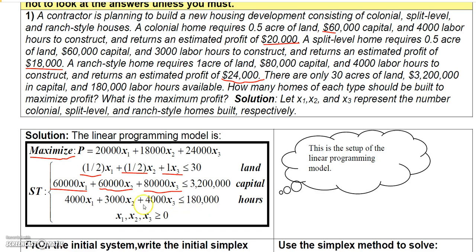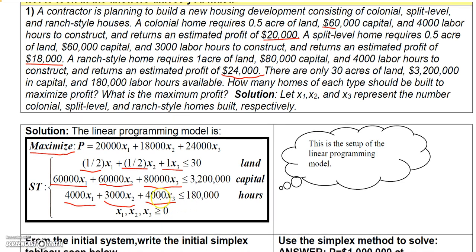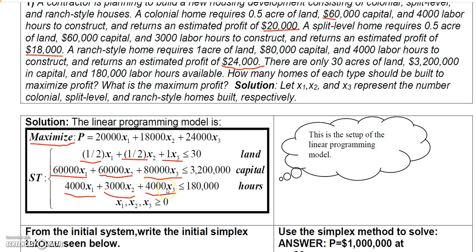And then you only have 180,000 labor hours available, and it tells you in the problem that each X1 home requires 4,000 labor hours, each X2 home requires 3,000 labor hours, and each X3 home requires 4,000 labor hours. So if you add those three together, that's your total labor hours, and that has to be less than or equal to 180,000. Now make sure you scour the problem to make sure that there aren't any other constraints that you missed here, and I don't believe there are here. And so then at the end, don't forget to list your non-negative constraints. So this is setting up the linear programming model.